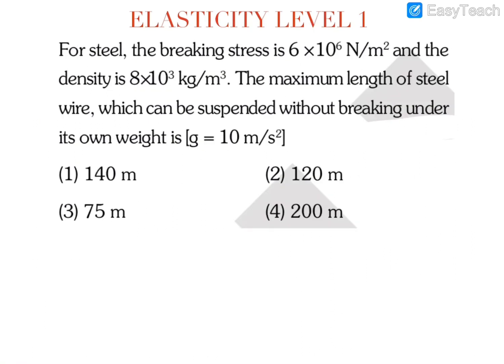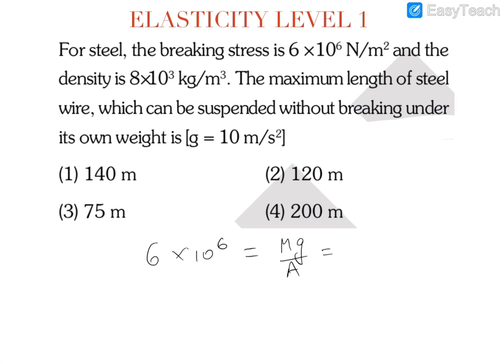In this question, it is given that steel has a breaking stress of 6 into 10 raised to power 6, which means that if this much force upon area is applied on the steel, then it will break. Now we are suspending this steel wire from a roof, and we have to find out the maximum length of this steel wire which we can suspend from the roof so that it may not break due to its own weight. So the breaking stress is equal to the mg of wire upon area.